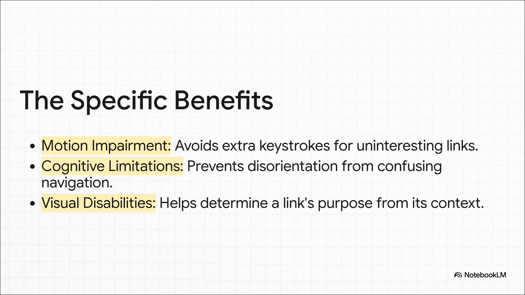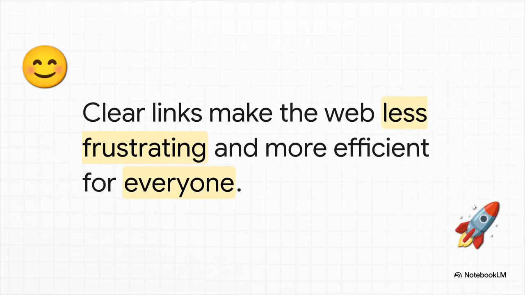For someone with a motion impairment, every single click can take a lot of effort. Descriptive links mean they're not wasting that energy clicking on something they don't even want. For users with cognitive limitations, clear signposts reduce confusion and help them stay oriented. And for those with visual disabilities, it gives them the clarity they need to get around the web on their own terms, efficiently.